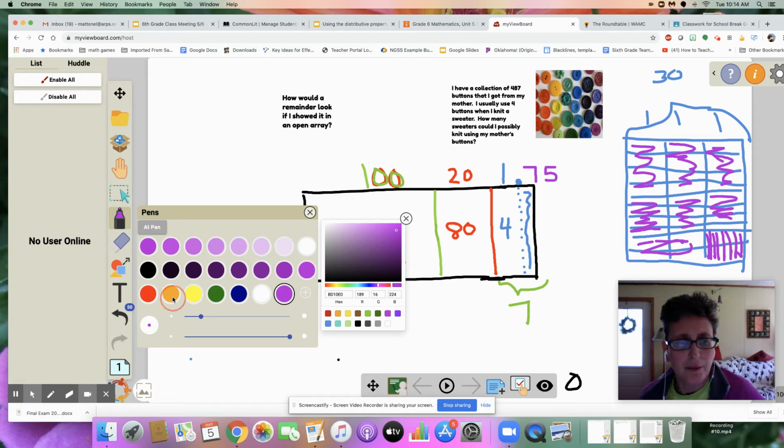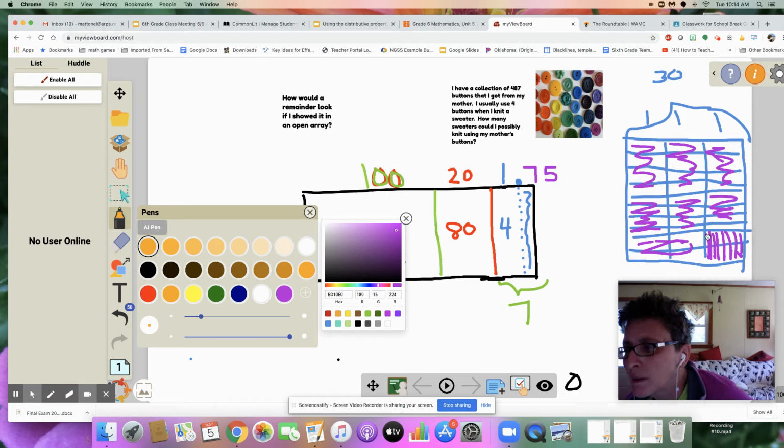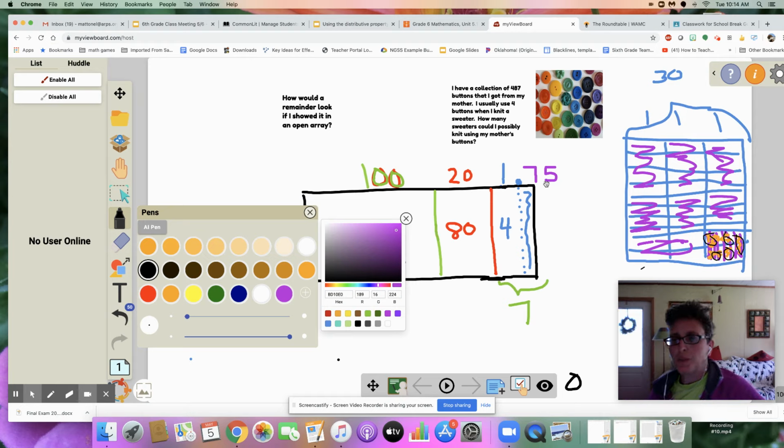I could make 5 groups. I make 1, 2, 3, 4. So there's a group of 4, 1 group, 2 groups, 3 groups, 4 groups, 5 groups of 4. 1, 2, 3, 4, 5. And that is where we get our decimals.